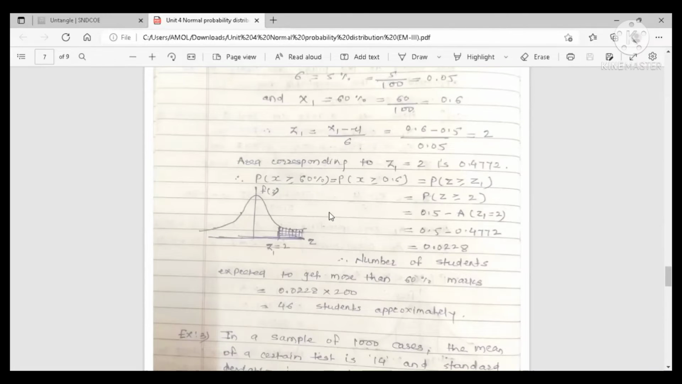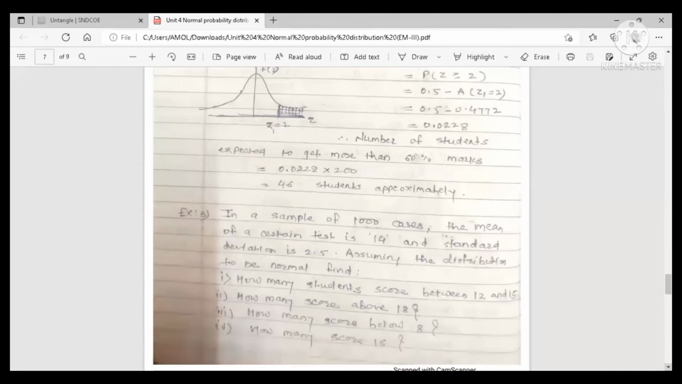This is the probability when X is greater than 60%. Now we have to find out the number of students expected to get more than 60% marks out of 200. So you multiply this probability value by 200, and the total is 46. So approximately 46 students are expected to get more than 60% marks. This is the answer.